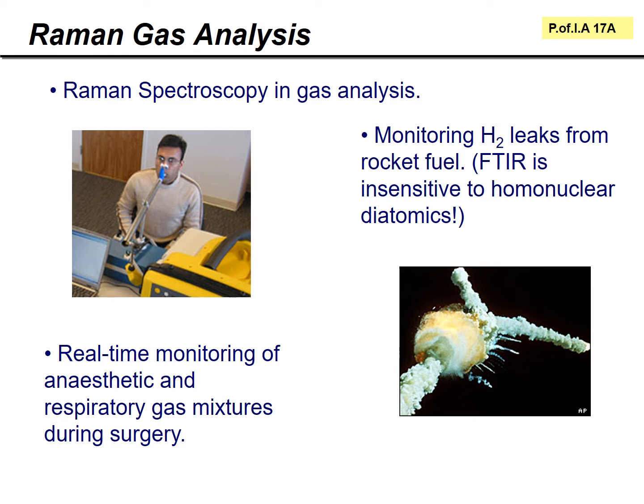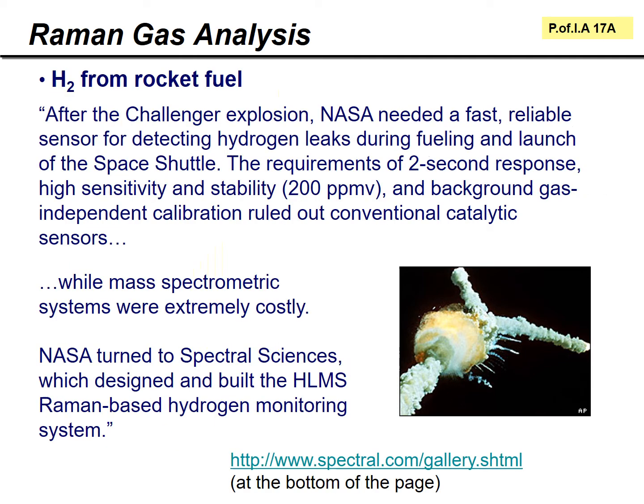A more dramatic application is in monitoring rocket fuel. So H2, because it's a homonuclear diatomic, FTIR is no good. And you may recognize that picture. That's the very unfortunate Challenger space shuttle incident where it exploded not long after takeoff. And after this unfortunate Challenger explosion, NASA realized that they needed a fast and reliable sensor for detecting hydrogen leaks.